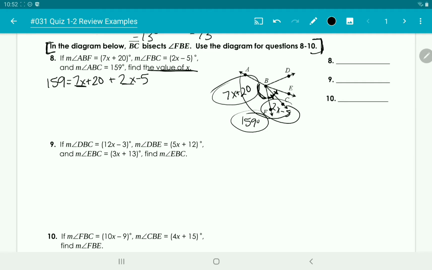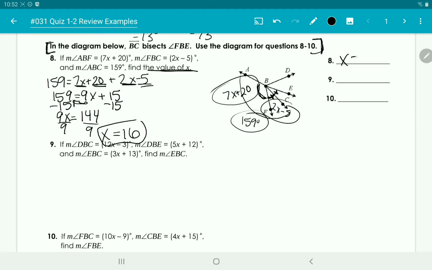If we take these x's together, we get 9x on the side. Sorry, we keep this 159. And then we have this 20 minus 5 gives us plus 15. If we subtract 15 to the other side, we get that 9x is equal to 144. I just went ahead and switched them around so we have x on this side. And if we divide by 9, that's going to give us that x is equal to 16. And that's all it's asking us to solve for, is for x.